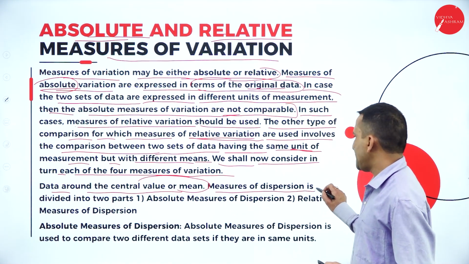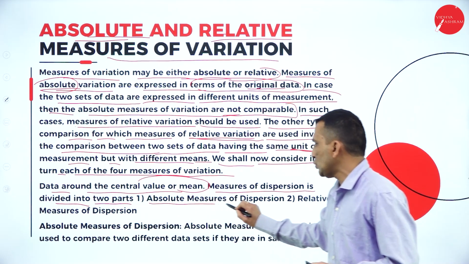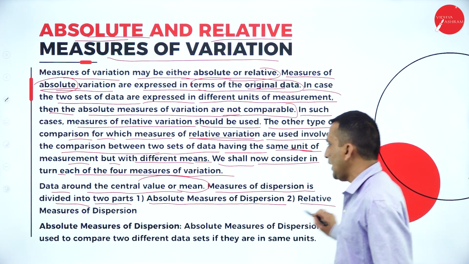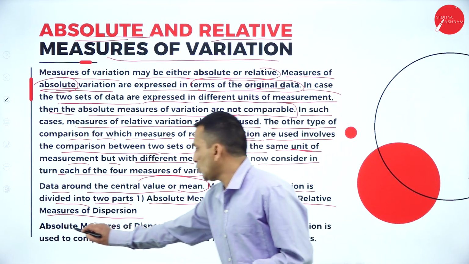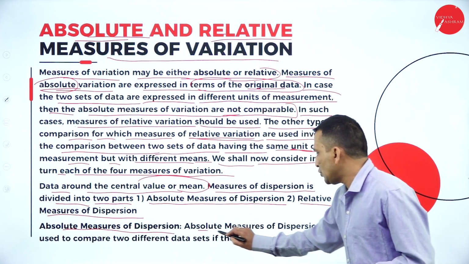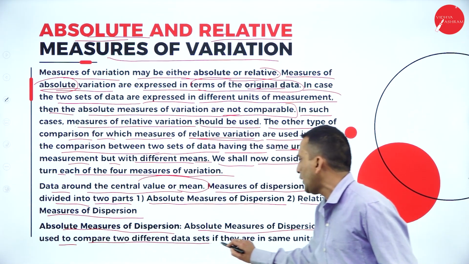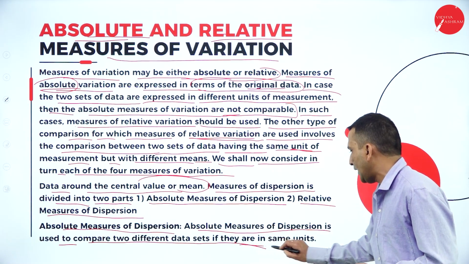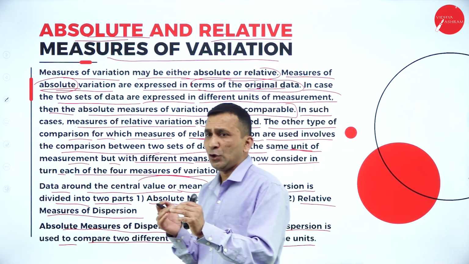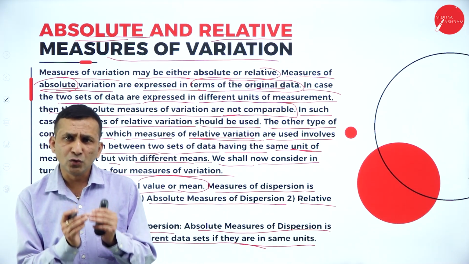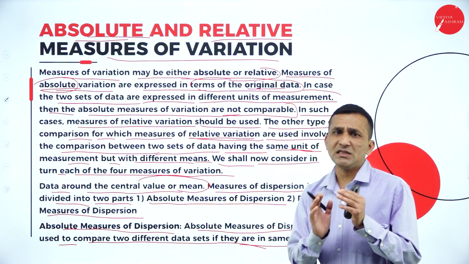The measure of dispersion is divided into two parts: one is absolute measure of dispersion and the other is relative measure of dispersion. What exactly are absolute measures of dispersion? Absolute measures of dispersion are used to compare two different sets of data if they are in the same unit. Now if you take the total, you are getting 235, 235, 235. Every set of data gives the same total.